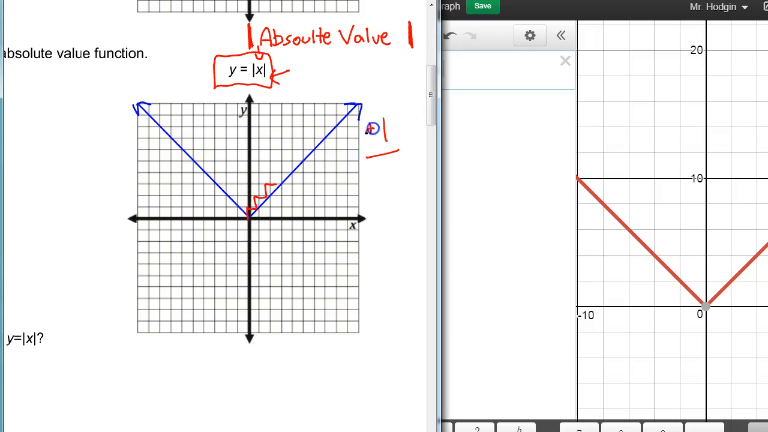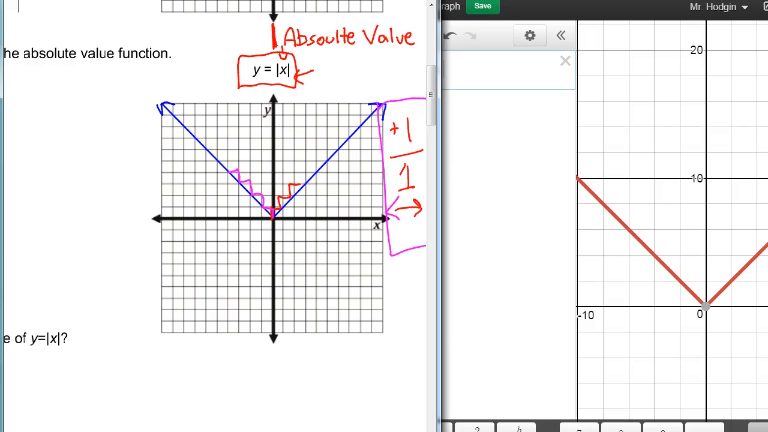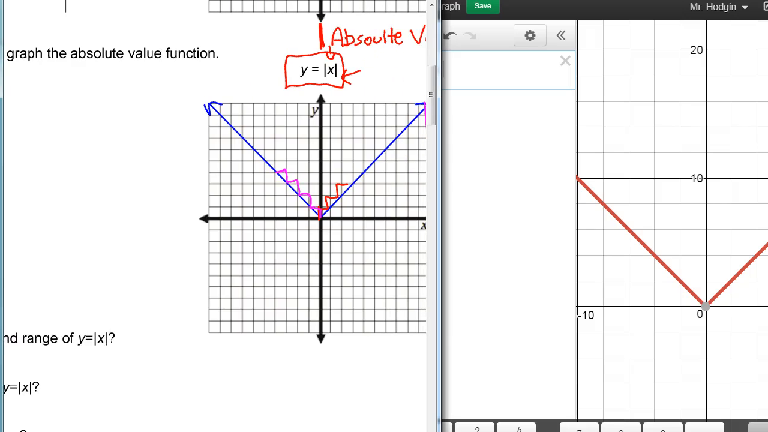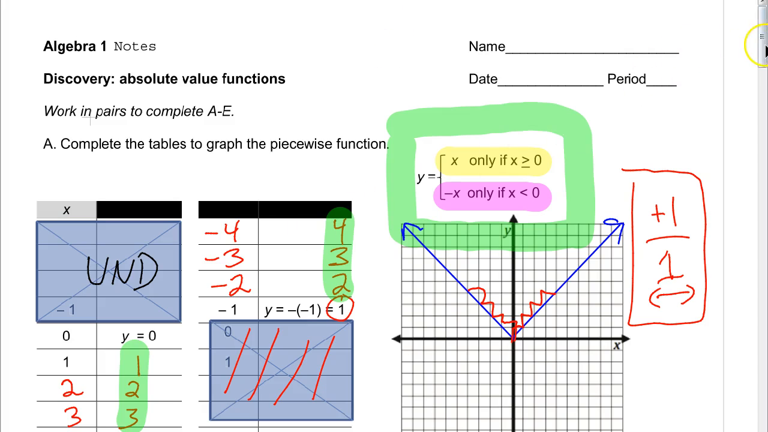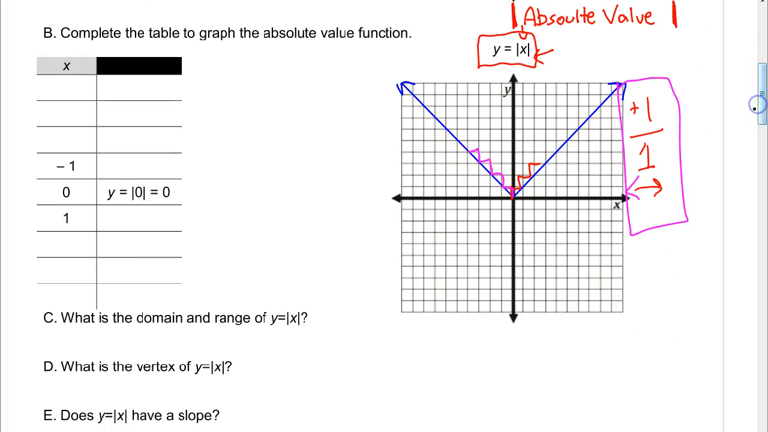So it's got the +1 and goes to the right one. But then it has the up 1, left 1. It also goes to the left. So it has the exact same characteristics of the slope, but without having to write all that extra stuff.